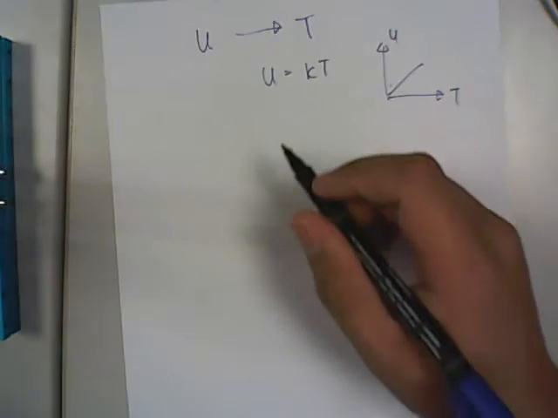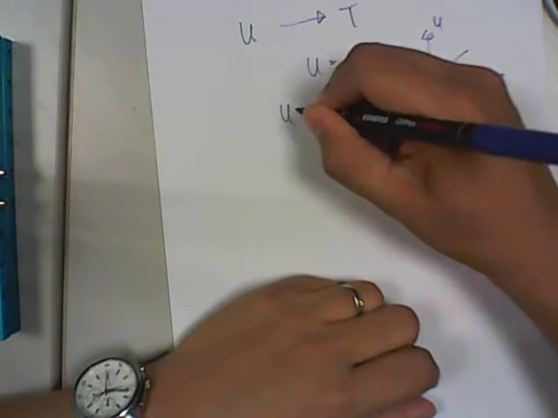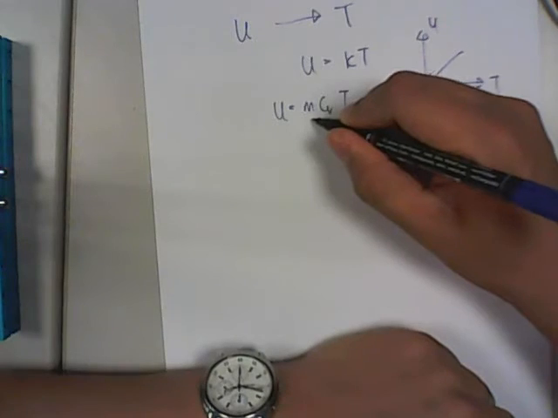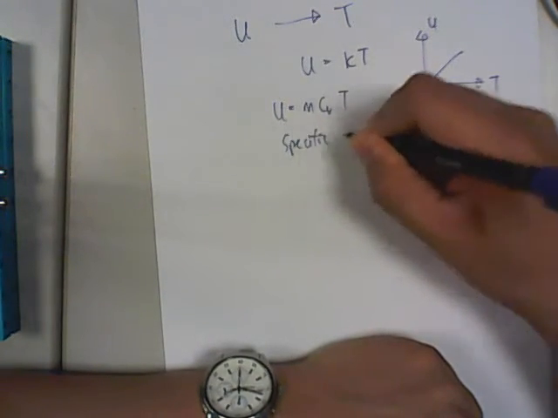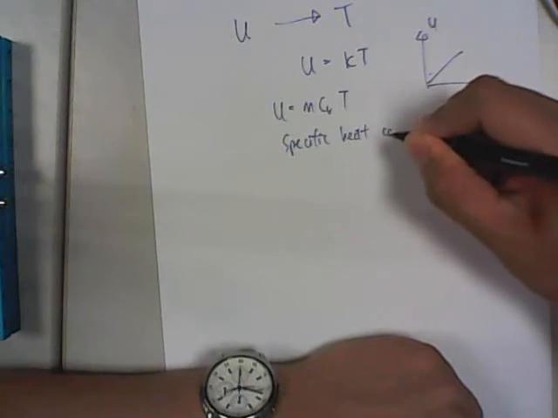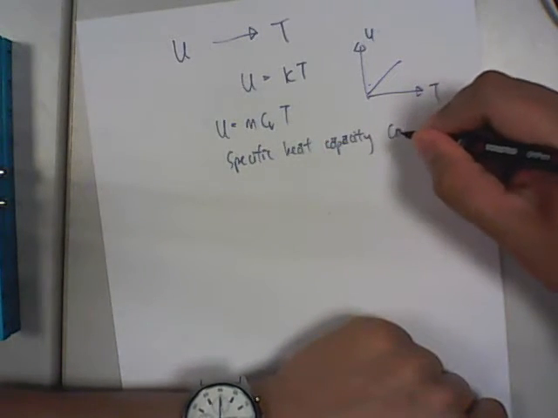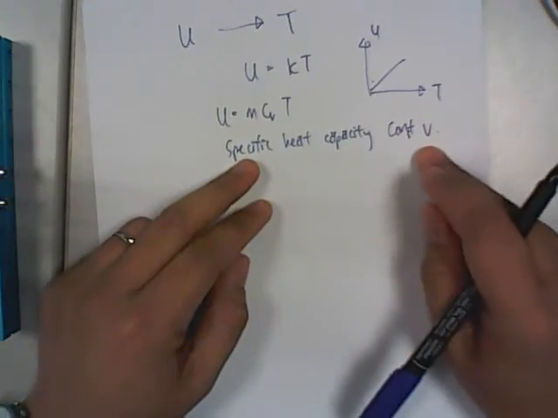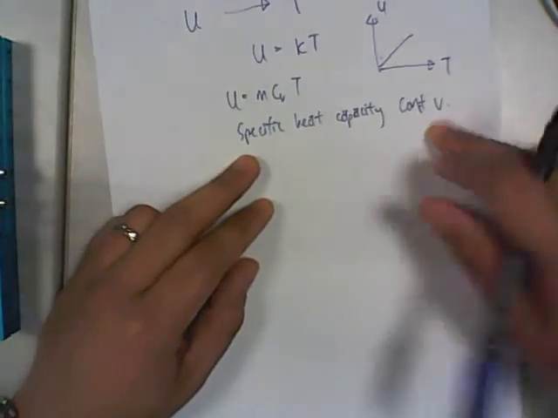So having said that, it was found that in fact the property K for a perfect gas is actually mCvT, where m is your mass, Cv is your specific heat capacity under constant volume. This is yet another constant that different gases have different values of.